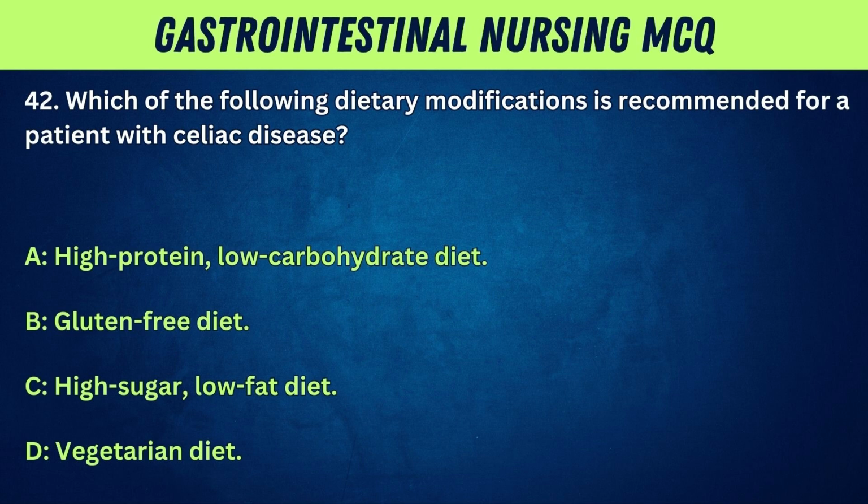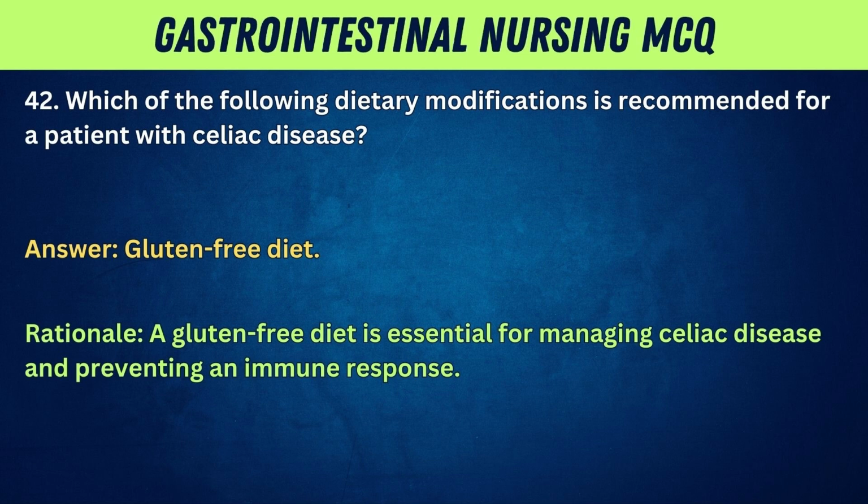42. Which of the following dietary modifications is recommended for a patient with celiac disease? A. High-protein, low-carbohydrate diet. B. Gluten-free diet. C. High-sugar, low-fat diet. D. Vegetarian diet. Answer: gluten-free diet. Rationale: a gluten-free diet is essential for managing celiac disease and preventing an immune response.